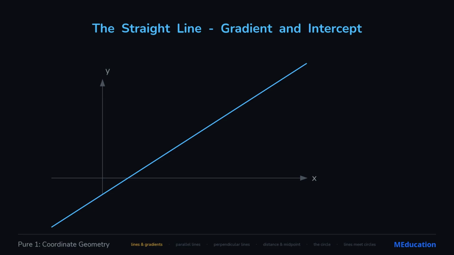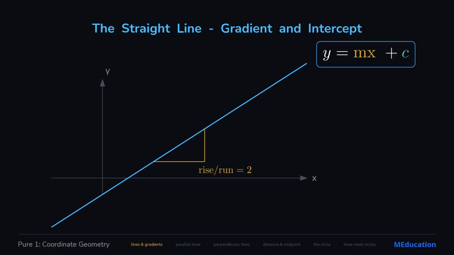We measure it as rise over run, the change in y divided by the change in x as you move from one point to another. A gradient of 2 means the line climbs 2 units up for every one across. Once we know the gradient m and where the line crosses the vertical axis, the intercept c, the whole line is captured in one tidy equation, y equals mx plus c. Every point on the line obeys it, and no point off the line does. That single line is now pure algebra.